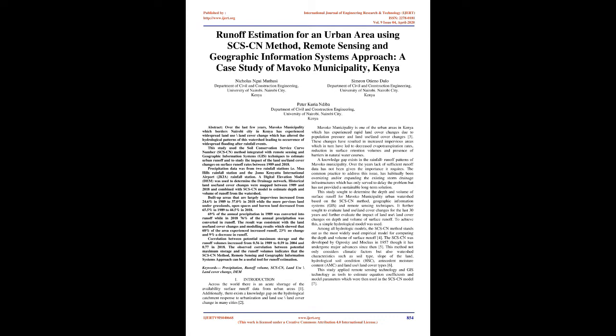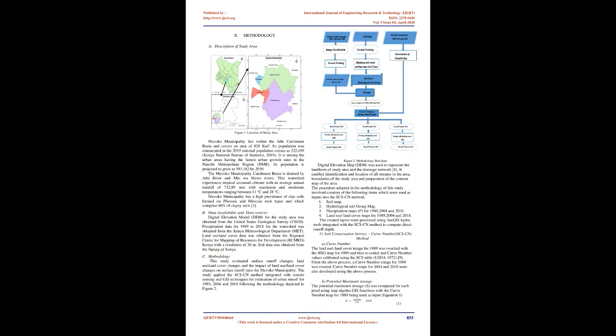This study sought to determine the depth and volume of surface runoff for Mavoko Municipality urban watershed based on the SCS-CN method, Geographic Information Systems, GIS, and remote sensing techniques. It further sought to evaluate land use/land cover changes for the last 30 years and further evaluate the impact of land use/land cover changes on depth and volume of surface runoff. To achieve this, a simple hydrological model was used.